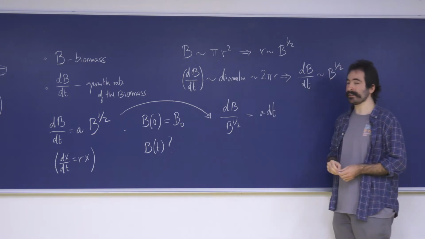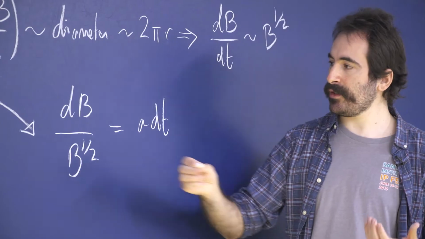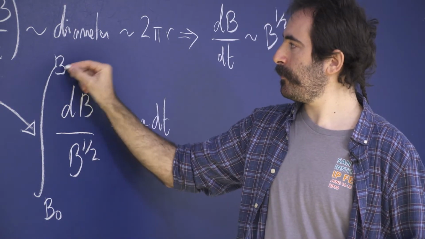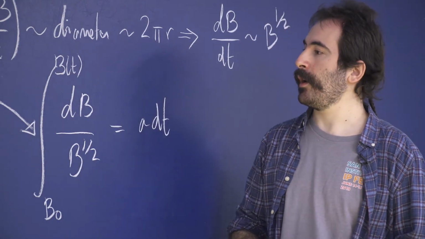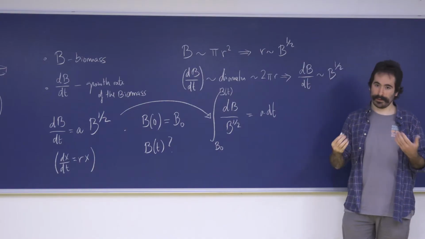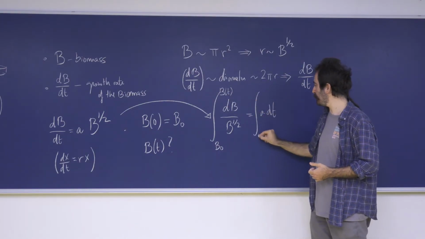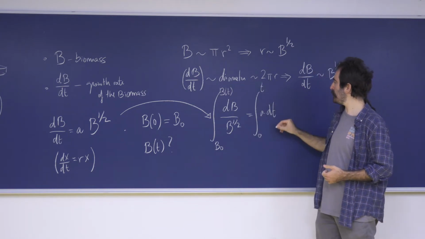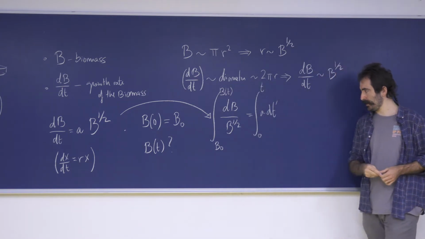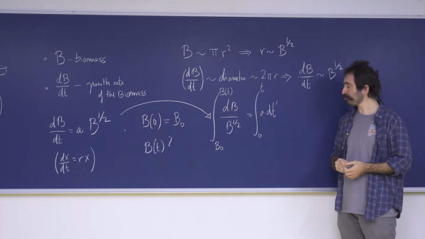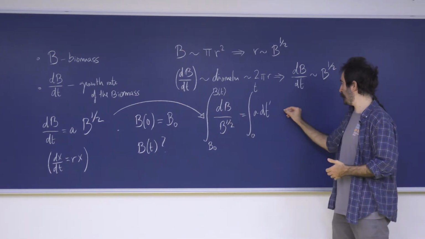What I want to do next is integrate from the initial condition to our goal here, the function which is how B grows over time. And here I'll have to do the same for initial time to time t. I'm going to use dummy indices for t. Well, this integral is doable, right?